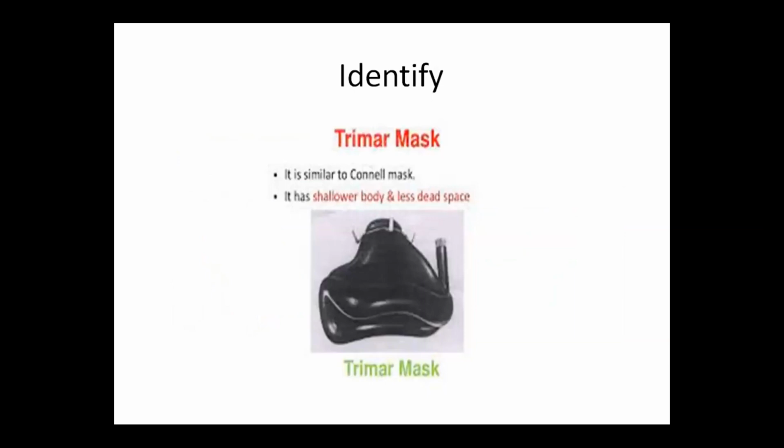Another mask which was very common in our days was this. It was a Trimar mask. It's similar to the Cornell mask, but it has a shallow body and very little dead space.